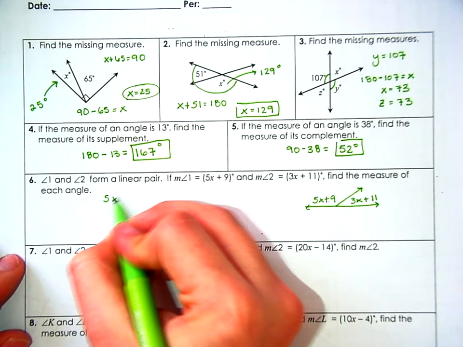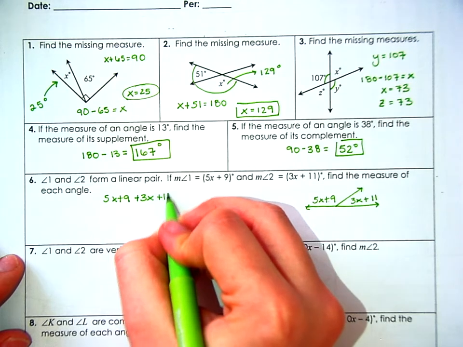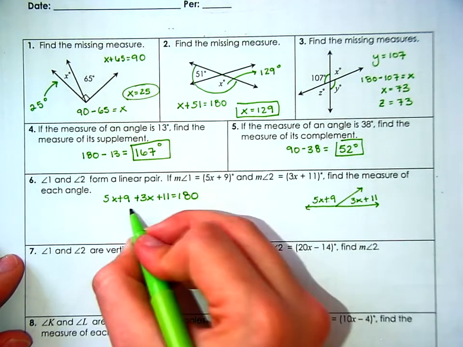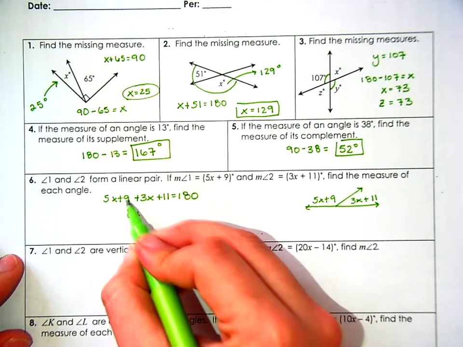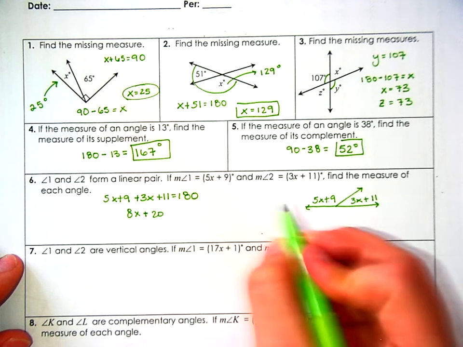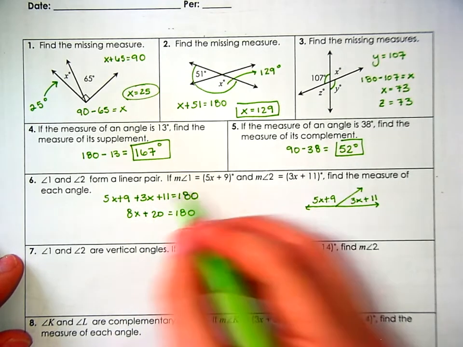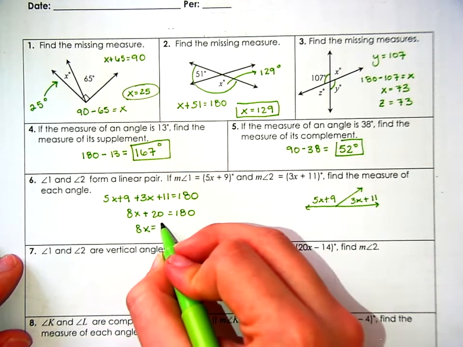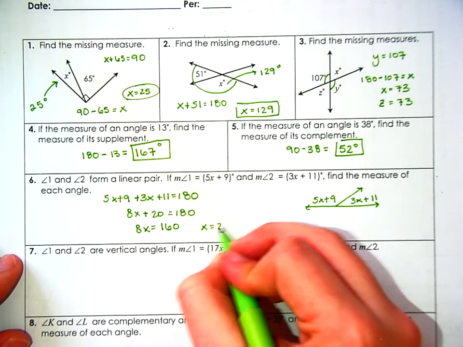So 5x plus 9 plus 3x plus 11 equals 180. I'm going to solve for x here. So I've got 8x, I combined like terms, and 9 and 11 gives me 20, equals 180. And then I'm going to subtract 20 from both sides. I've got 8x equals 160. And so x equals 20.